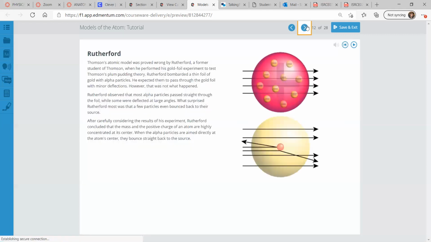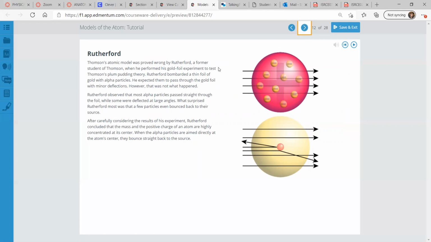So that's where that name came from. And then later we had Rutherford. He took Thomson's atomic model and proved it wrong, or less accurate than reality. And he was a former student of Thomson. So he performed his gold foil experiment to test the plum pudding theory.